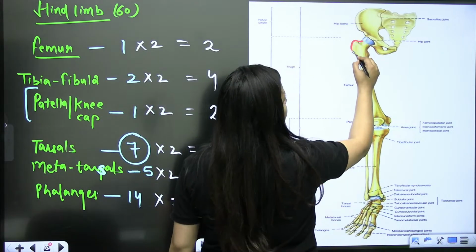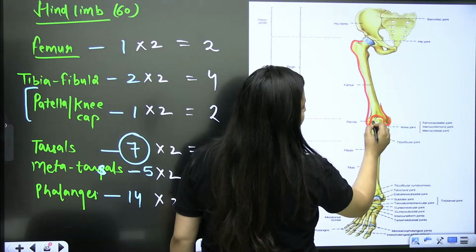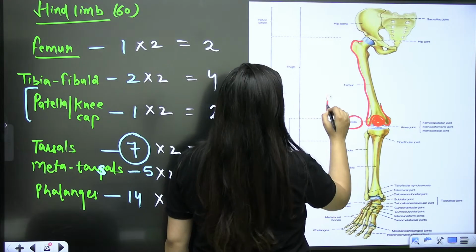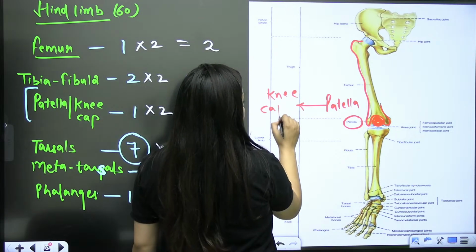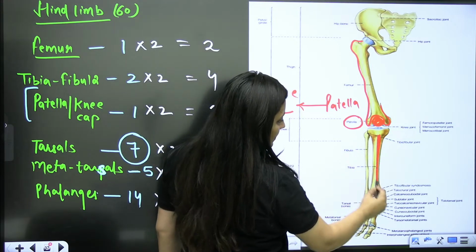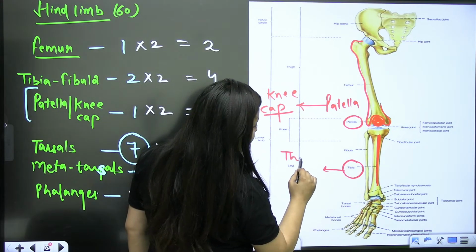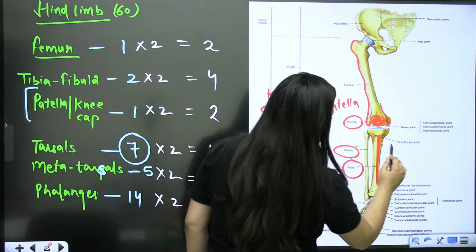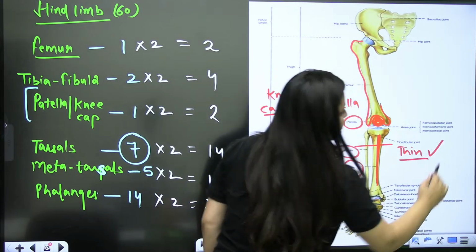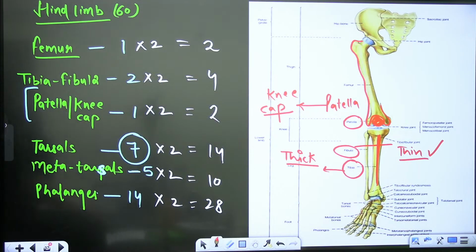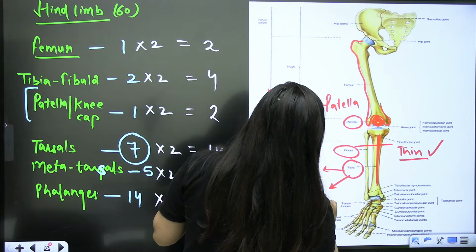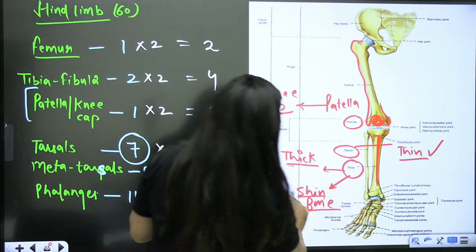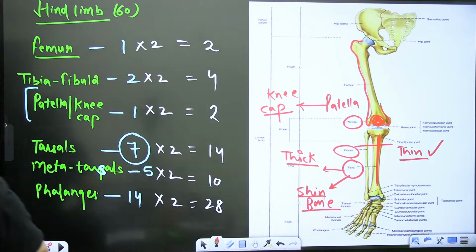This is the femur. And here you have this part, the patella, the knee cap, right? And here you will see the tibia. When you look at the tibia, it is thick. And this fibula, it is thin, right? Tibia is thick and the fibula is the thinner. And this tibia is known as the shin bone. After all, it's carrying our body weight.